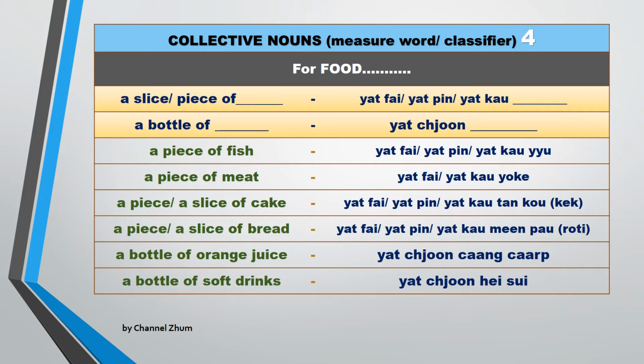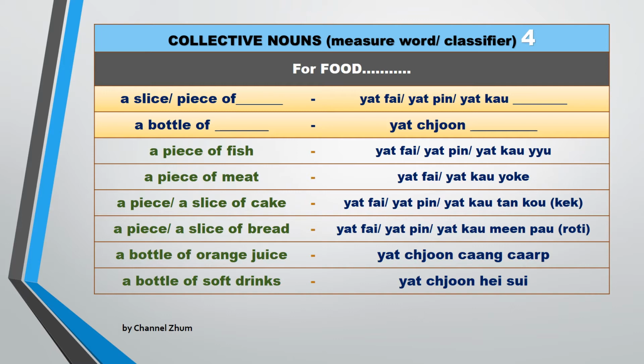A slice or a piece of, 一塊, or 一片, or 一嚿. A bottle of, 一樽. A piece of fish, 一塊, or 一片, or 一嚿魚. A piece of meat, 一塊, or 一嚿肉. A piece or a slice of cake, 一塊, or 一片, or 一嚿蛋糕. A piece, a slice of bread, 一塊, 一片, 一嚿麵包, or 羅蒂.